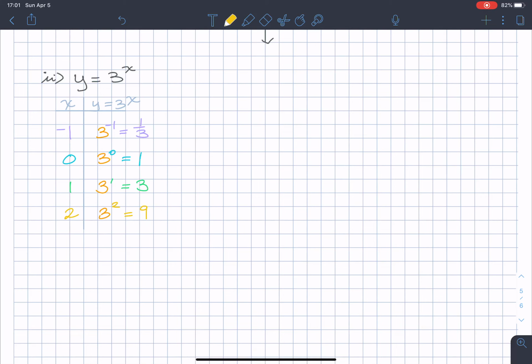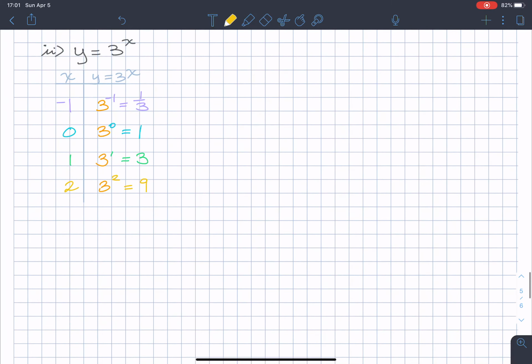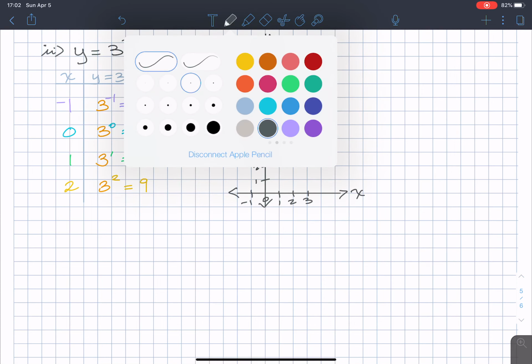So now I need to go up to 9 on my y-axis. So x and y. See, hopefully that's 9. So x is the horizontal, y is the vertical. 1, 2, 3, 4, 5, 6, 7, 8, 9. So we made it. Let's do negative 1, 0, 1, 2, 3. Okay, so we have the points.